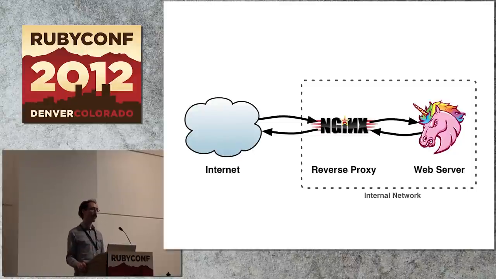A lot of you in the Ruby community might already be familiar with reverse proxies. You might have already used one. A lot of you might use Unicorn to deploy your apps, and in that case, you oftentimes put Nginx in front of Unicorn, and that acts as a reverse proxy. In that case, Nginx's role is to serve static files and to deal with slow clients. So that's the role of the reverse proxy.